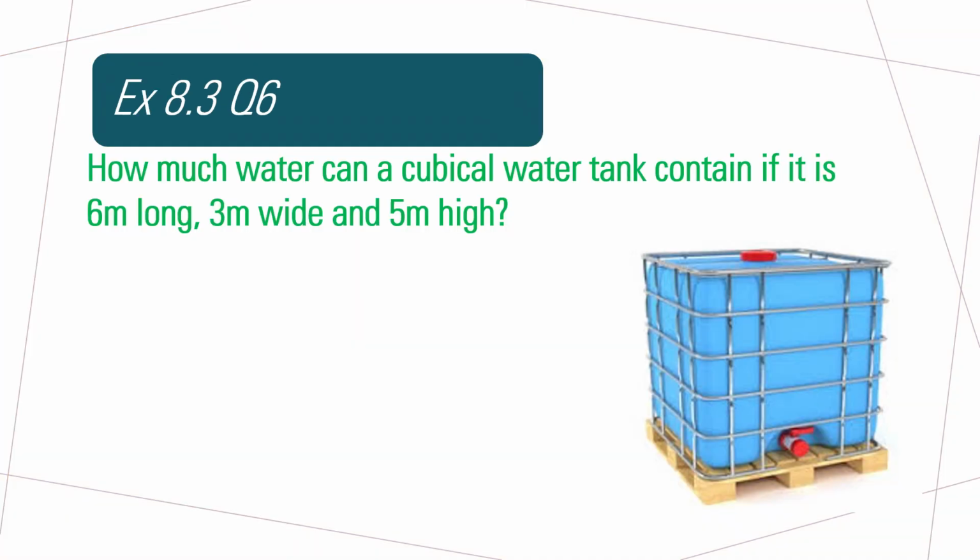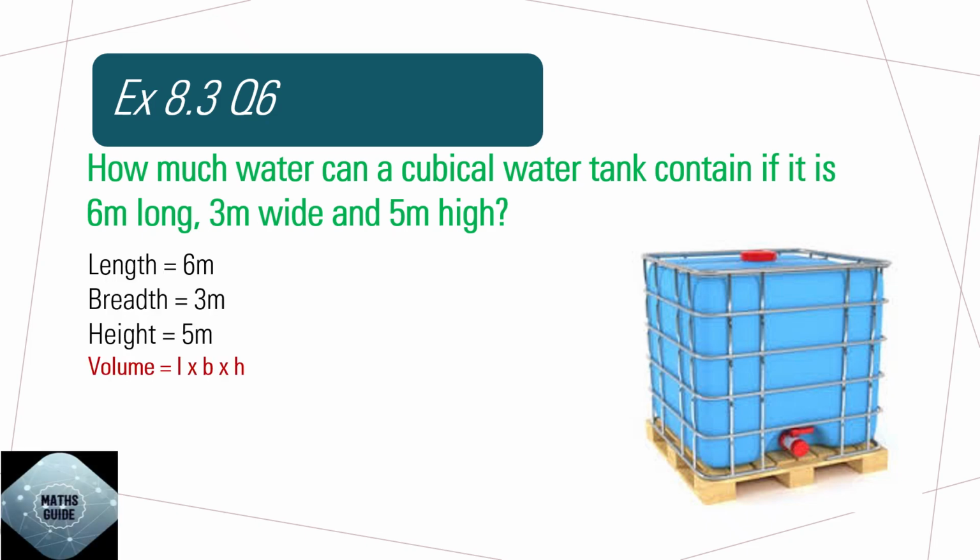Now question number 6 of exercise 8.3. How much water can a cubical water tank contain if it is 6 meter long, 3 meter wide and 5 meter high? Here we have been given 3 dimensions and the measurements of all 3 dimensions are different. It means this cubical water tank is a cuboid. Let's write down its 3 dimensions. Length is 6 meter, breadth is 3 meter and height is 5 meter.